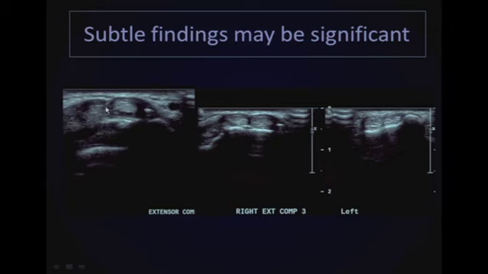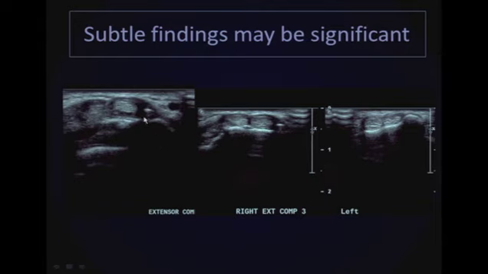We're looking at extensor compartment 3. That's not important right now. What's important is to see this extra structure projecting into this area. This is a screw. So this patient had a distal radial repair. This history is very important.